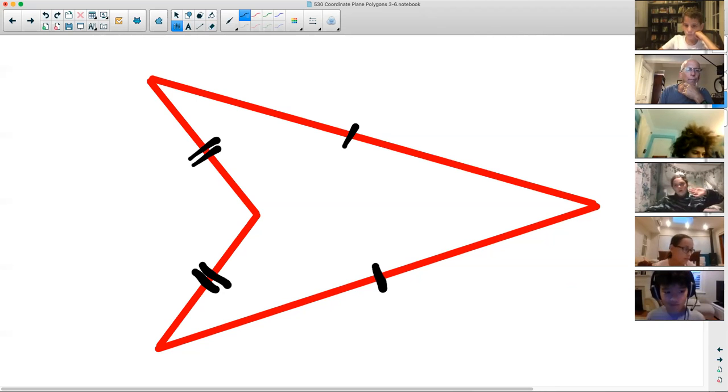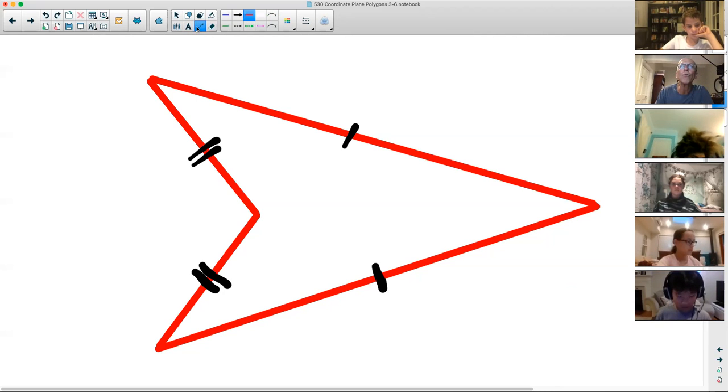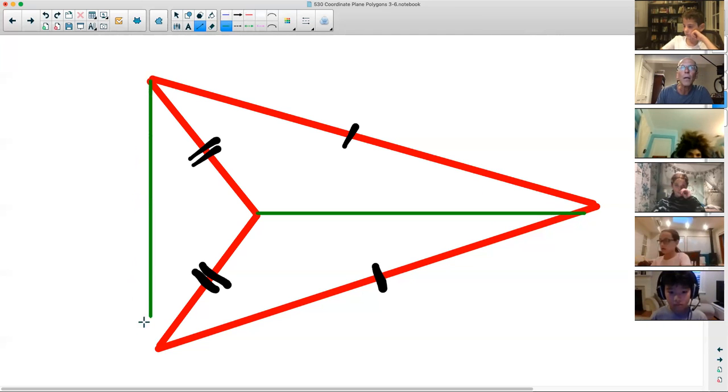Oh, by the way, every time I'm thinking about a shape, you know what I do? I start drawing auxiliary lines. And the auxiliary lines I want you to draw are the diagonals. Can you please draw the diagonals of this kite?